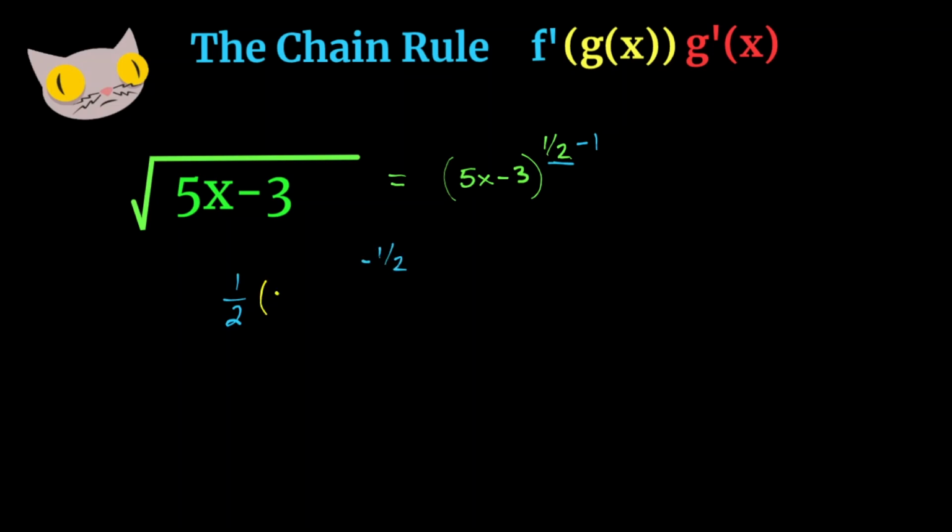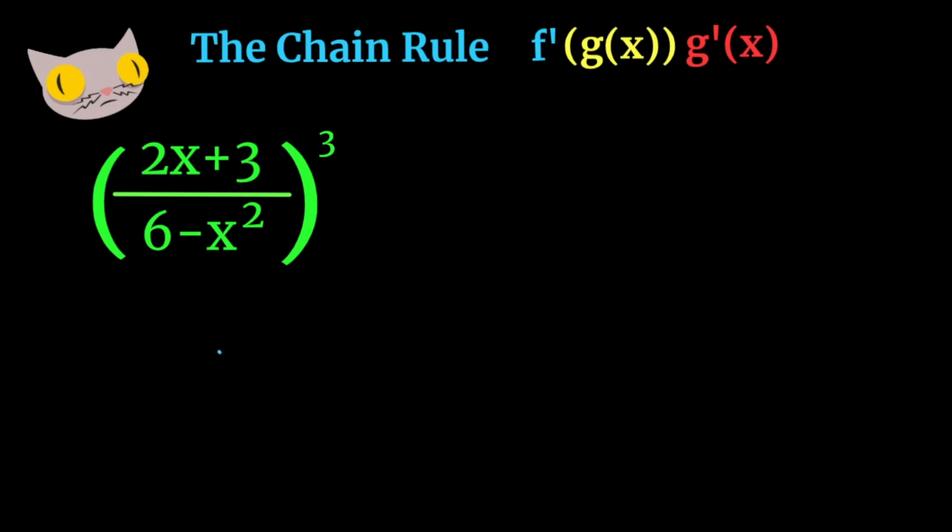Then we have our innermost function here left alone. Then we have to take the innermost function and differentiate it and put it here to be multiplied in. So using the power rule, we bring the 1 down to the 5 times x to the 0, which is just 5 times 1. And then this is a constant, so its derivative will be 0. So on the outside, we have 5, and that's our final answer.